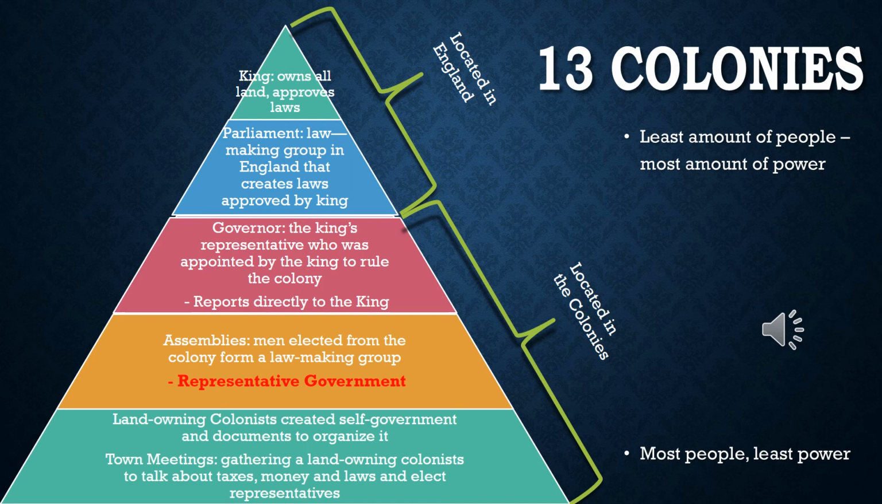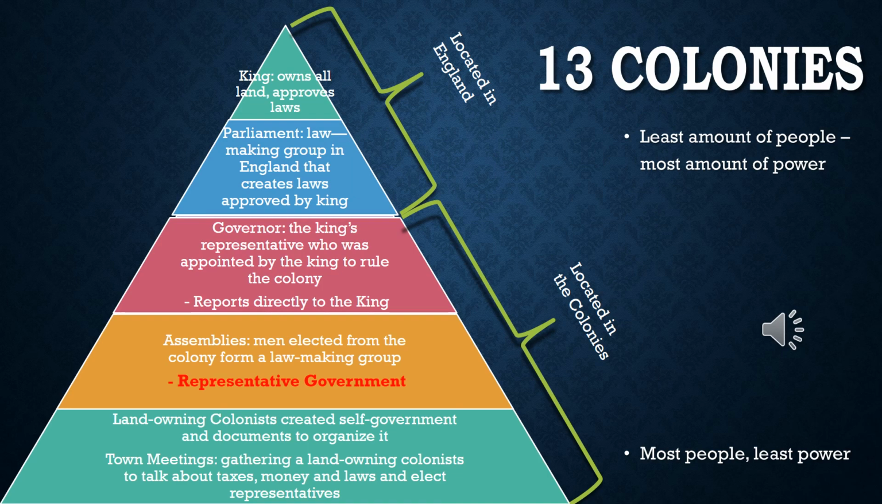Okay, now the assemblies, this is men elected from the colony to form a law-making group. These are true representatives for a self-government. So representative government, this is where we start to see the Virginia House of Burgesses. We see the Fundamental Orders of Connecticut, the Mayflower Compact. People are saying majority rules. This is what the representatives who are speaking for certain colonies want, and this is how laws and taxes are going to be pushed through, is the say of the people, essentially.